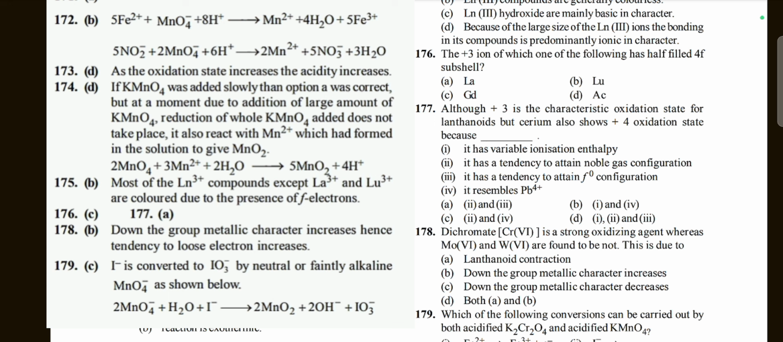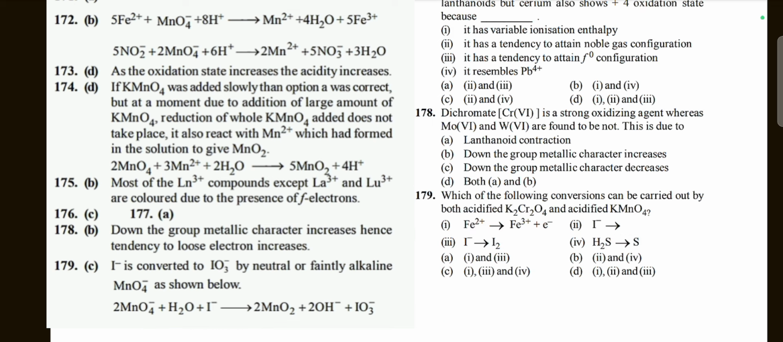Although plus 3 is the characteristic oxidation state for lanthanoids, cerium also shows plus 4 oxidation state because it has variable ionization enthalpy. No, it has a tendency to attain noble gas configuration. Yes, it has a tendency to attain f0 configuration. Yes, it resembles Pb4+. No. So here 2 and 3 will be correct. Option A is the answer. Dichromate Cr6+ is a strong oxidizing agent, whereas Mo6+ and W6+ are found to be not. This is due to down the group metallic character increases, hence the tendency to lose electrons increases. So option B will be the answer.